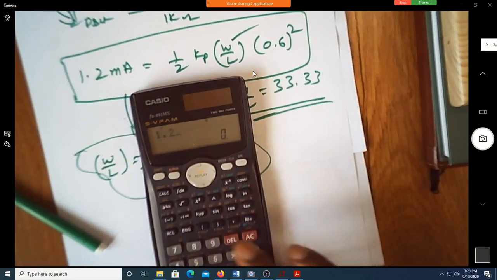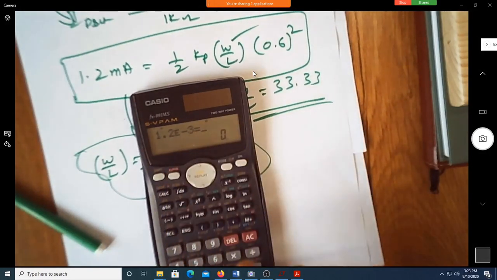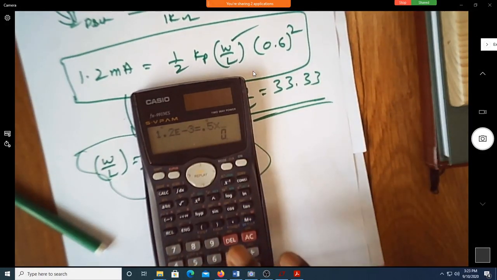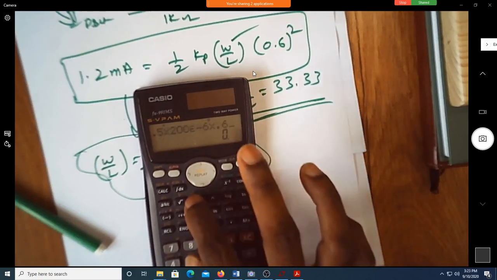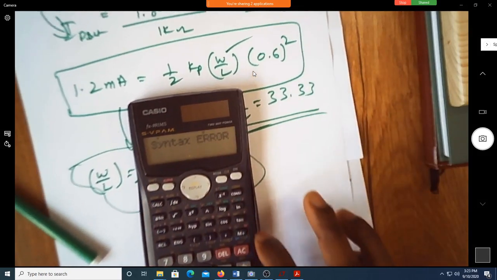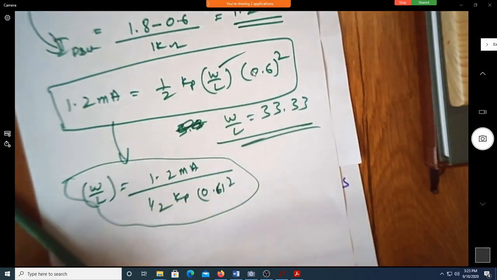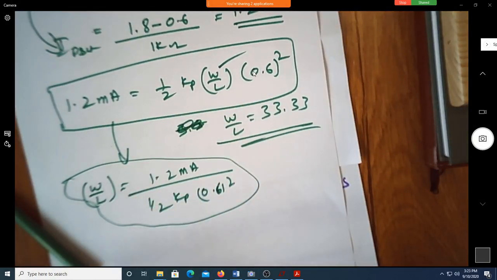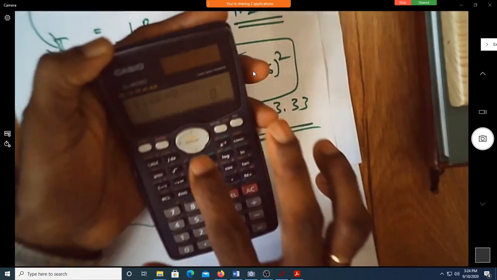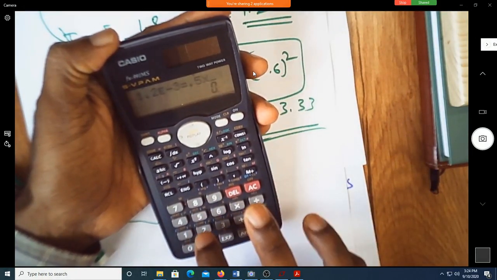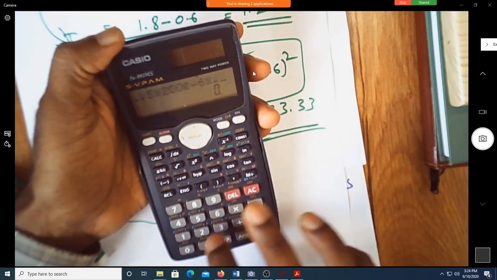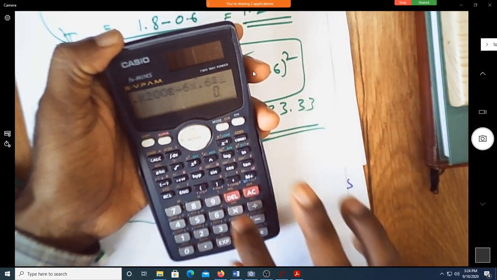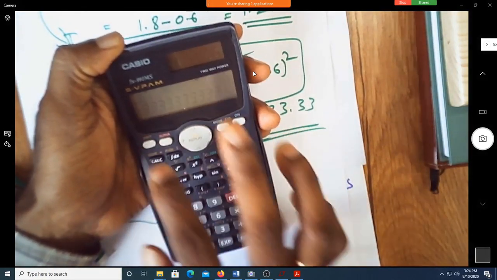1.2 exponential minus 3, oh sorry, it is alpha equals 0.5 into 200 exponential minus 6 into 0.6 square into alpha A, shift cal twice, 33.3.